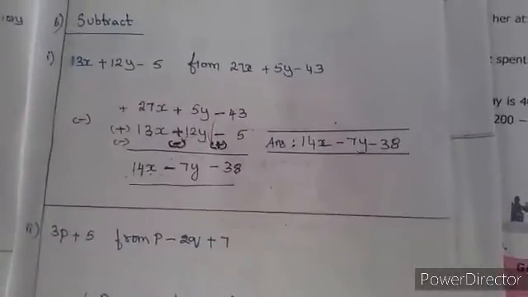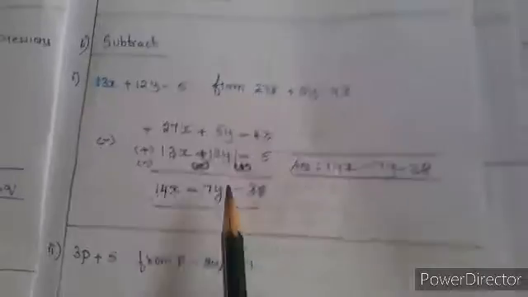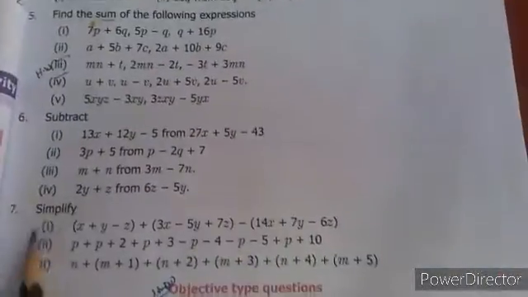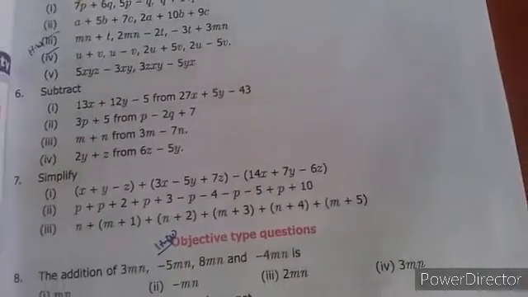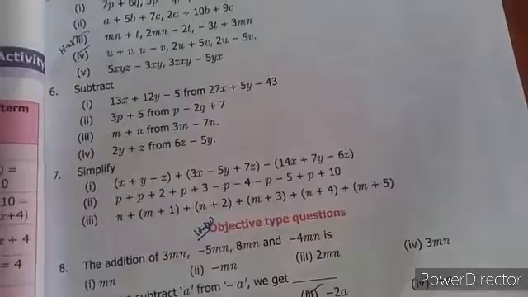Is it clear, students? Addition and subtraction sums. And one more type of sum is given in this exercise, the simplify sum. That also you try. One sum I will explain in this. Okay, what they have given in the first subdivision.